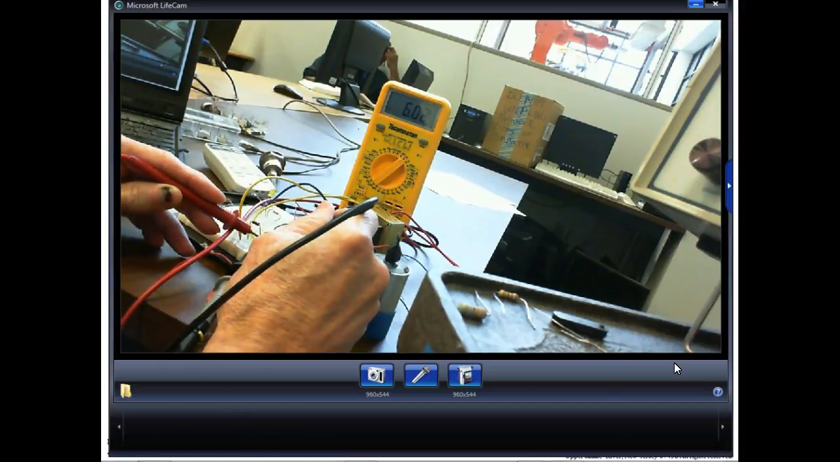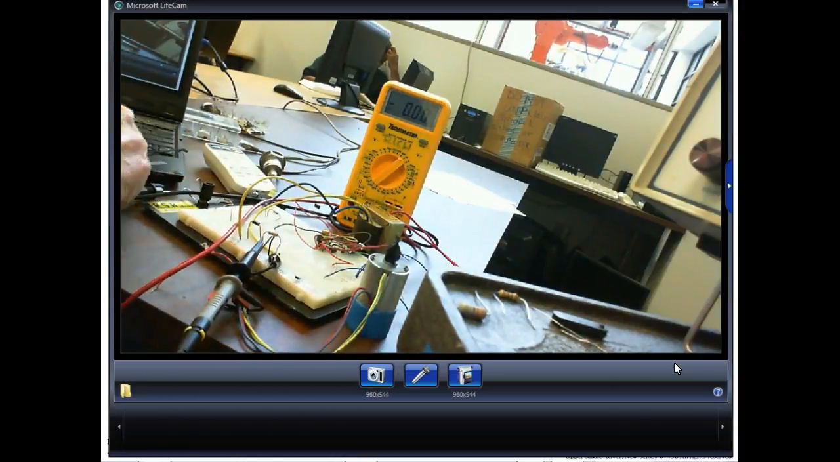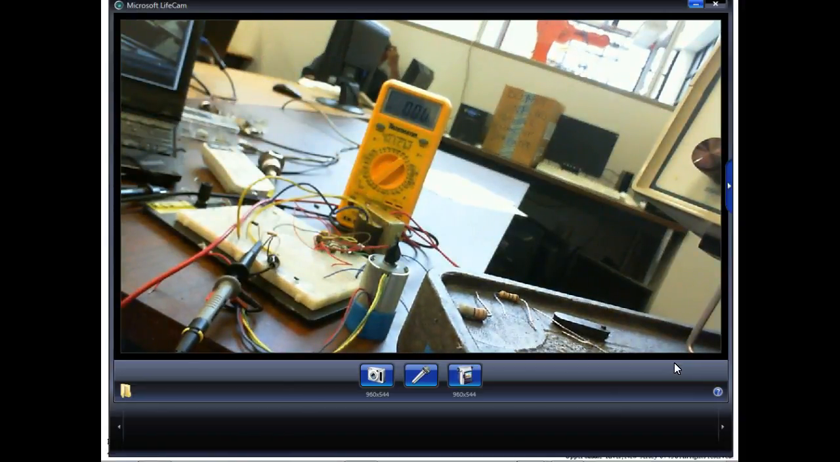600 millivolts off. And what's the difference? Of course, the transformer's rated at 110. It says 6.3 at 110, but we're putting almost 120 volts in the primary.